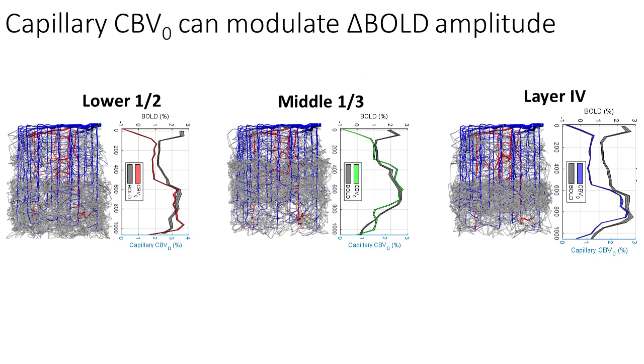Here we see that in each model, the baseline capillary CBV profile in colored lines has a distinct peak in the desired region. The BOLD profile is then computed using all vessels, which shows 2 peaking regions. The first peak is near the pial surface from the large pial veins, and the second is the peak in the high capillary region, with high baseline capillary CBV0.